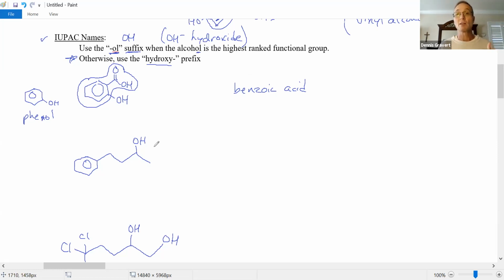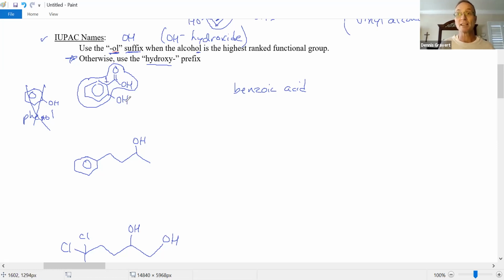Which one has the higher ranked priority group, the higher ranked functional group? Well, how do you know that? The pattern is more pi bonds, more oxygens make it more important. So between an alcohol group and the carboxylic acid group, carboxylic acid clearly wins. It has a pi bond that the alcohol doesn't. And in a carboxylic acid, there are 2 oxygens, not one like the alcohol. So this is your parent. This one loses.